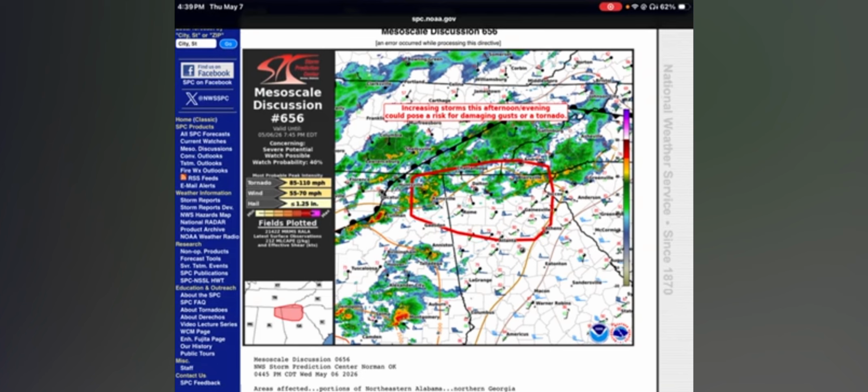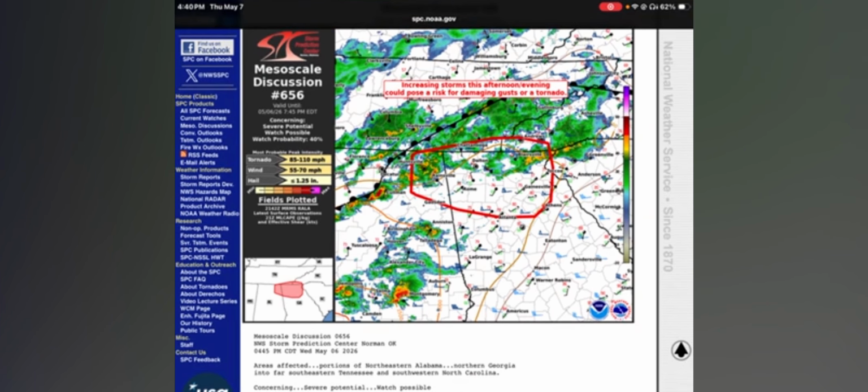Most probable peak tornado potential intensity is 85 to 110. Wind is 55 to 70, and hail is less than or equal to 1.25. And then in northeast Alabama, extreme southeastern Tennessee, extreme southwestern North Carolina, a very small tip of South Carolina, and northern Georgia, especially the northwestern parts. Increasing storms this afternoon and evening could pose a risk for damaging wind gusts or a tornado. So, yeah, you could definitely see thunderstorm activity going on.